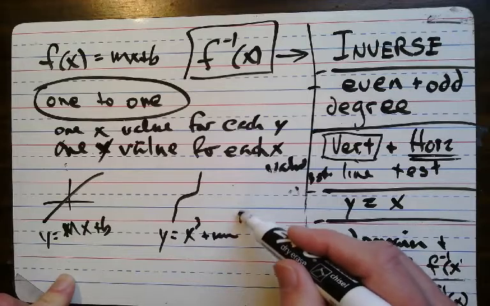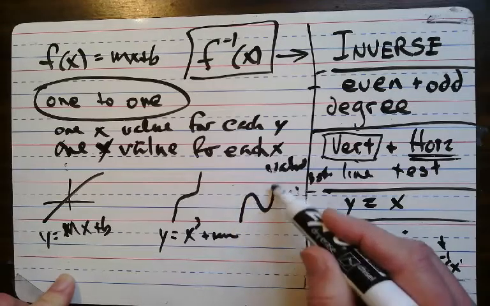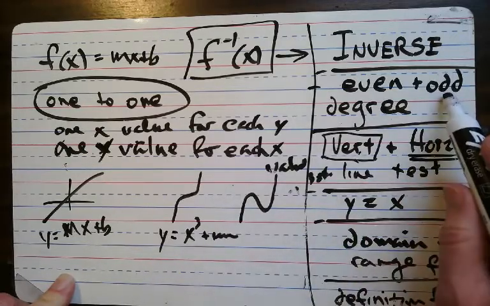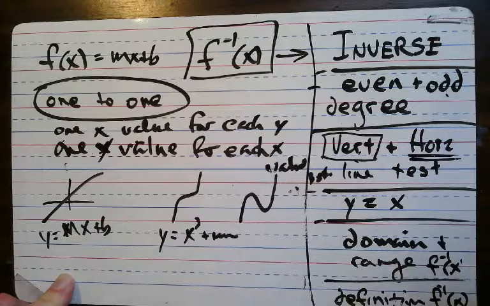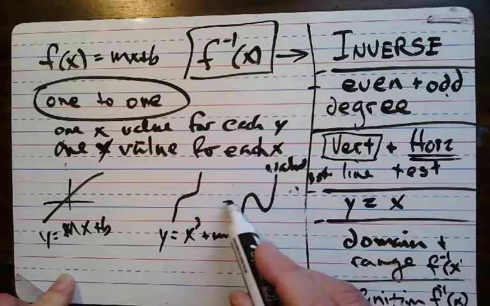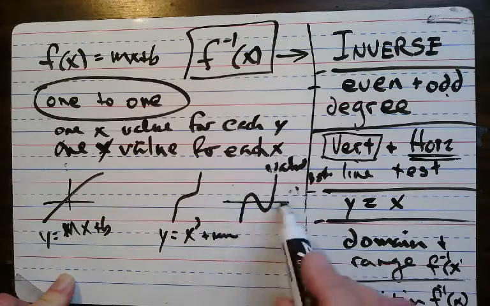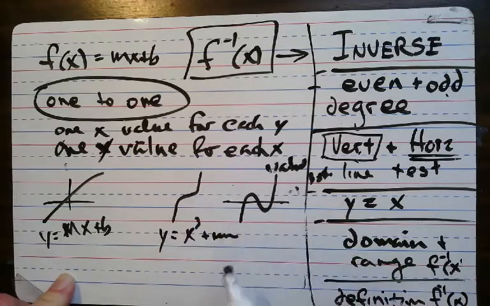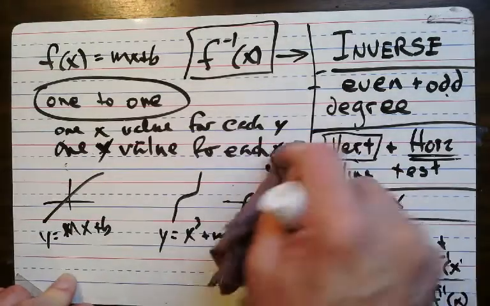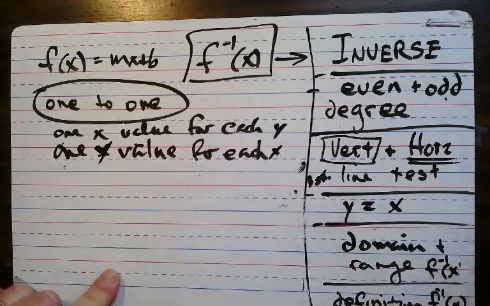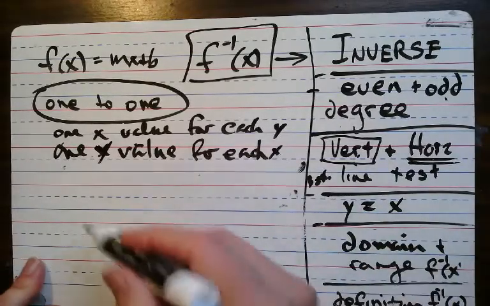The ones that look like this do not have inverses, remember. So odd degrees sometimes have an inverse, sometimes don't. It depends on if the horizontal line crosses it in more than one spot. So this one cannot have an inverse because the horizontal line crosses it more than once. So that's the vertical and horizontal line test. That's talking about even and odd degrees. What is this y equals x business?